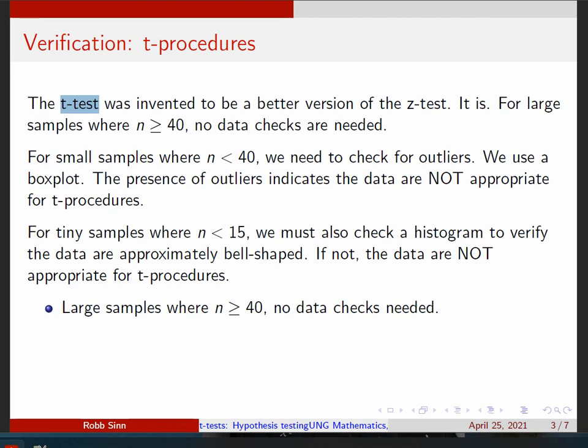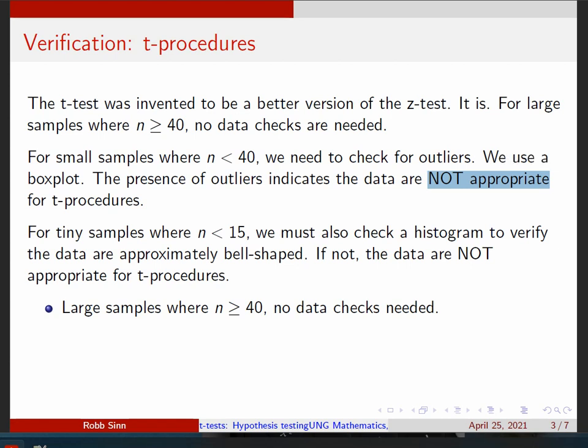Now, for small samples where n is less than 40, we do need to check the data for outliers because outliers can mess us up and give us inaccurate results. So we're going to use a box plot for that. And as long as there are no outliers, we're good to go. If we do find outliers, then the data are not appropriate for T procedures.